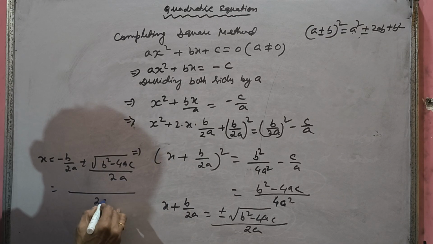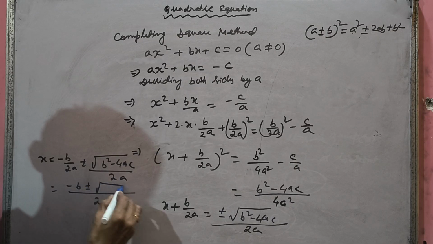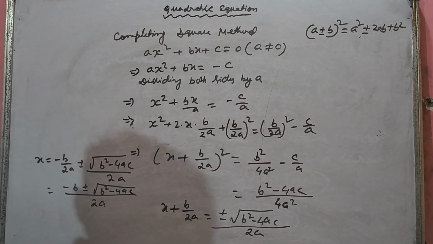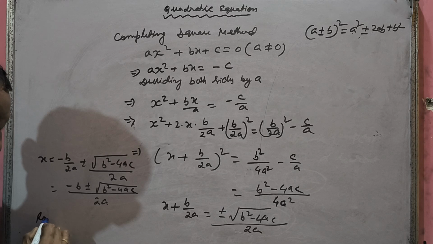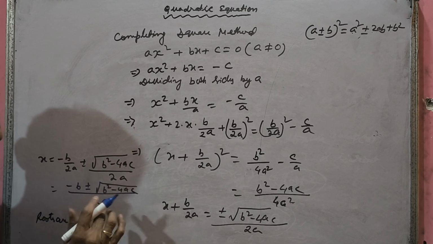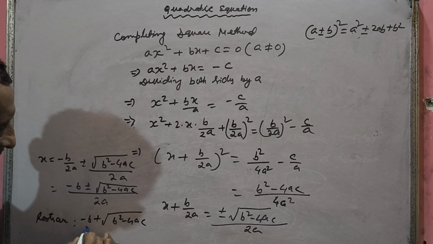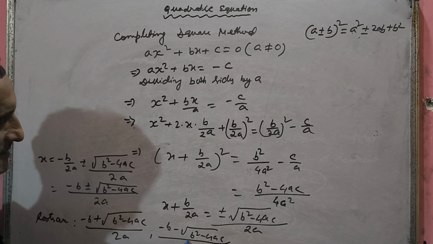So take LCM twice a. What will we get here? Minus b plus minus under root b square minus 4ac. Since we always have two roots, you can write here the roots separately, taking positive and negative separately. Roots are minus b plus under root b square minus 4ac by twice a, and minus b minus under root b square minus 4ac by twice a.